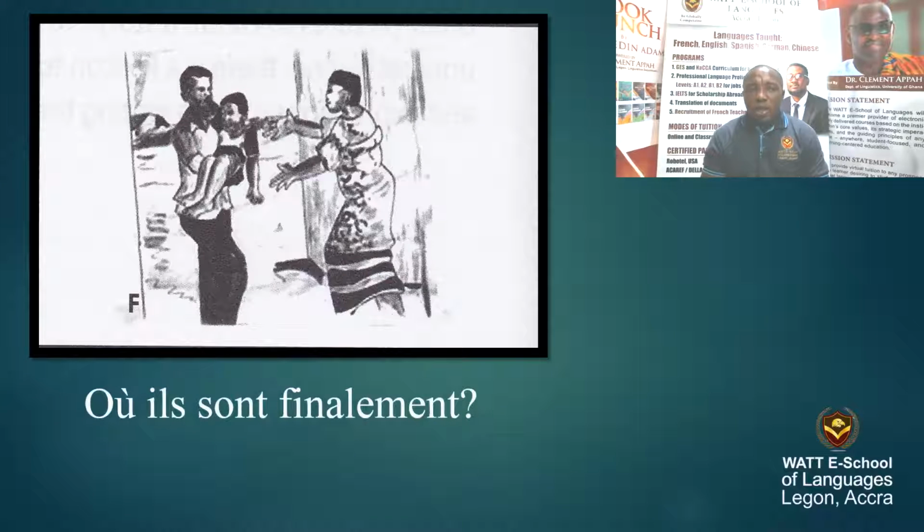Où ils sont finalement? Finally, where are they? Who are they talking about? They are talking about Kumbi and the man. And you see a woman there. So it shows you where they are. And look at the woman's posture, stretching her two arms to do what? You have to tell us.